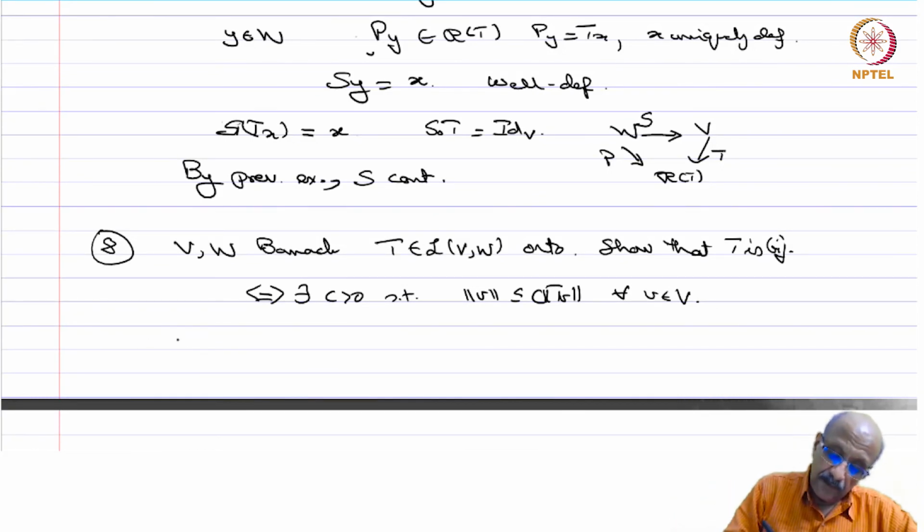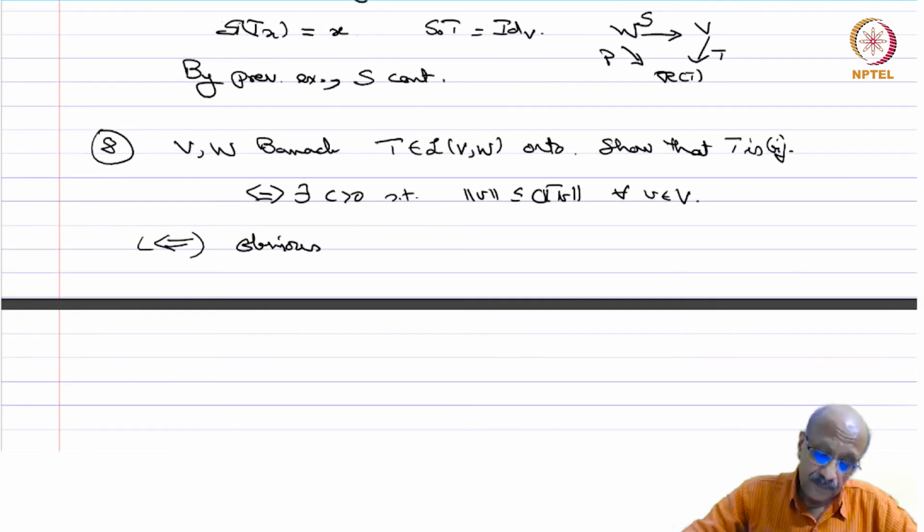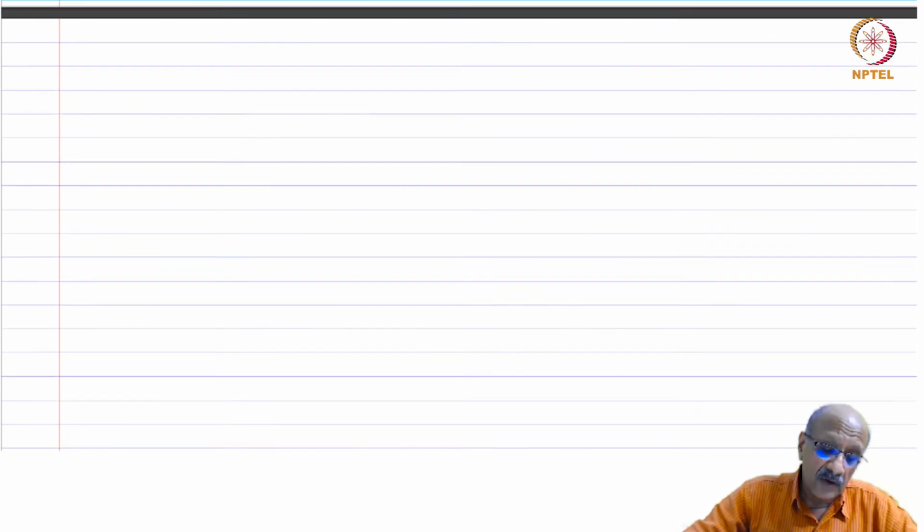So one way is obvious, because if you have such an inequality then automatically T is injective, and T is already surjective, and therefore it is a bijection.